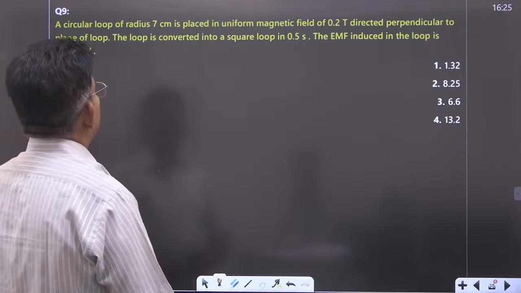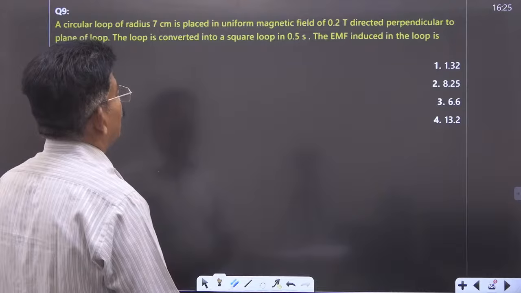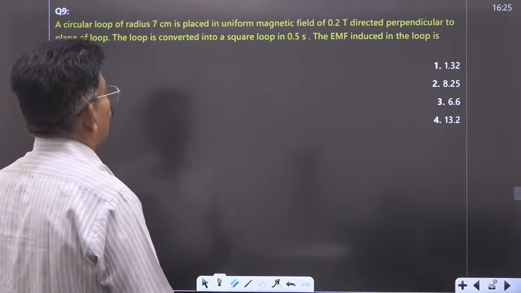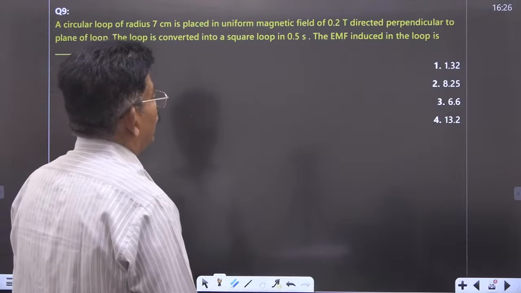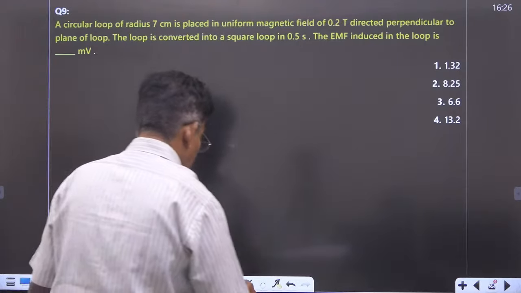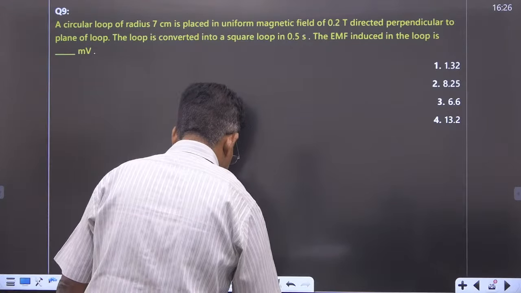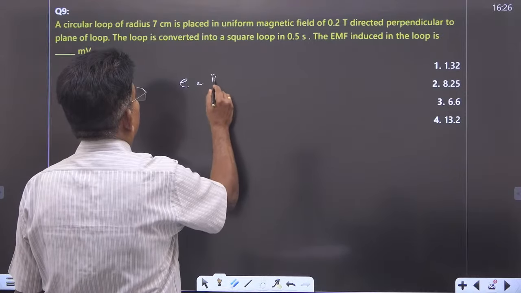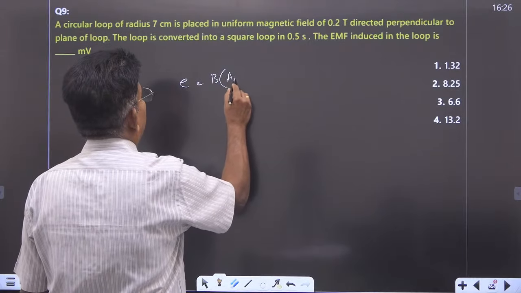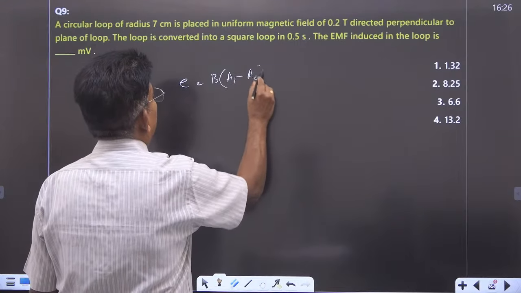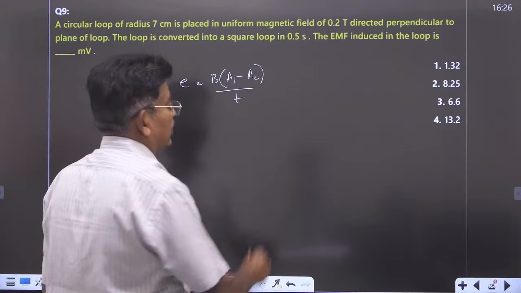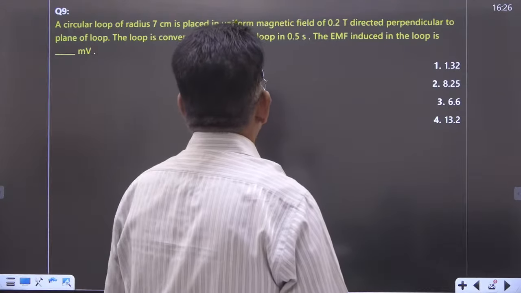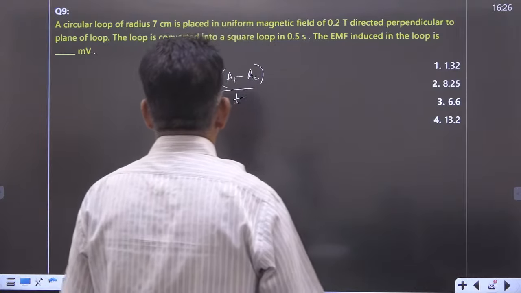A circular loop of radius 10 cm is placed in a uniform magnetic field directed perpendicular to the plane of the loop. The loop is converted into a square, and we find the EMF induced in the loop. So here only the area is changing. Again, induced EMF is equal to the magnetic field times the area of the circle minus the area of the square, divided by t, because the circle has more area than the square. Time is given, B is given, we have to get A1.